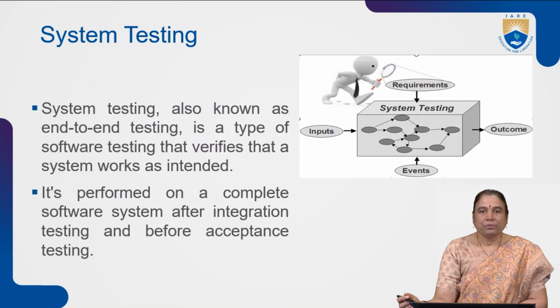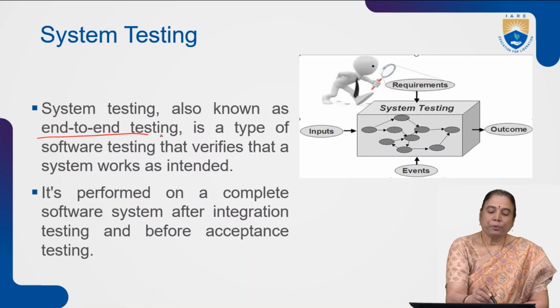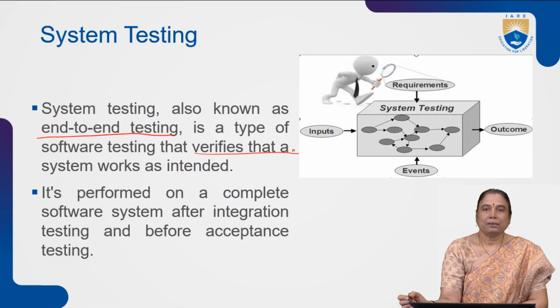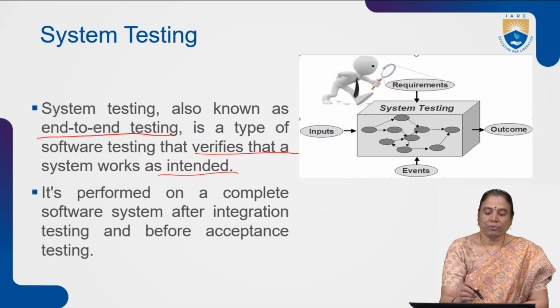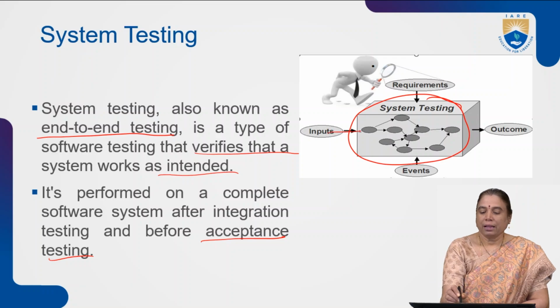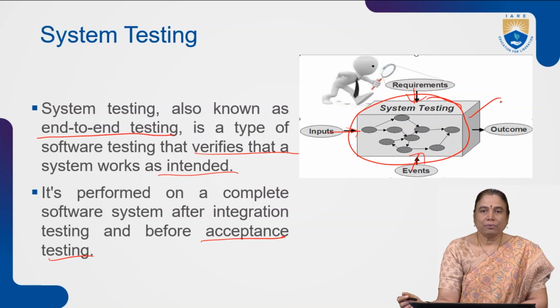The next level of testing is the system testing. System testing is also known as end-to-end testing. So here the testing is carried out to verify that a system works as intended. It is performed on the complete software system after integration testing and before the acceptance testing. So the entire system, with all the units integrated, takes the required input for the project, and according to the requirements, the events must be performed and verified against their functionality.